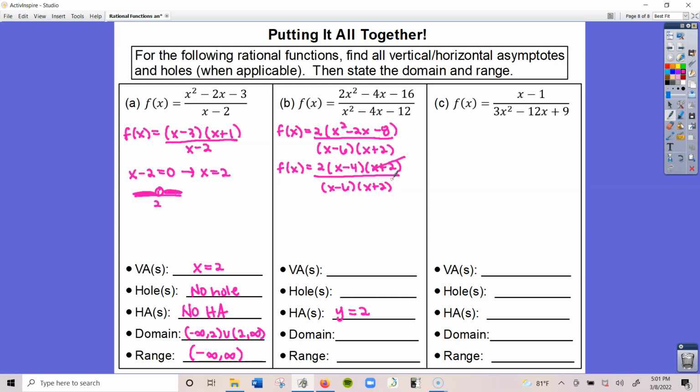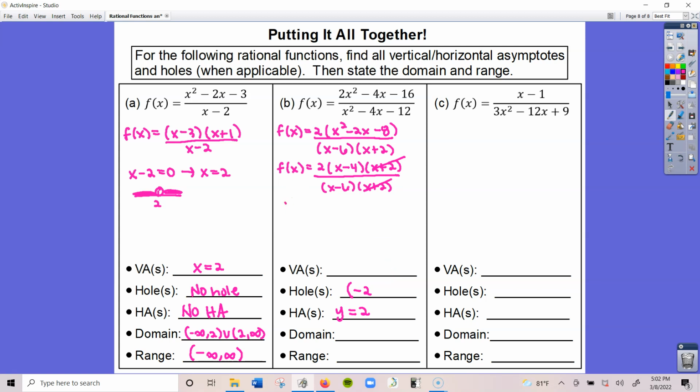These are my common factors, so I can cancel them. And since I just canceled them out, I know that that is the location of my hole. So I have a hole. Now when we're writing out holes, you're going to write out the coordinate. I know that my x value of the coordinate of the hole is at negative 2.